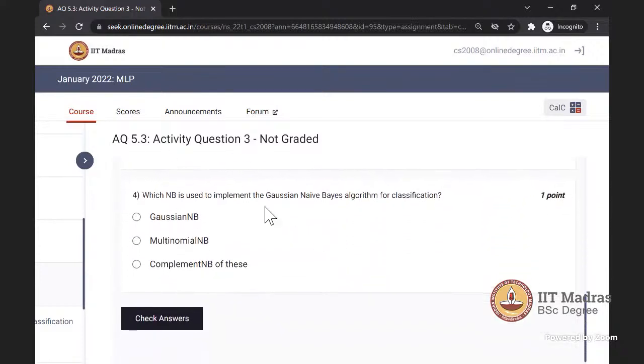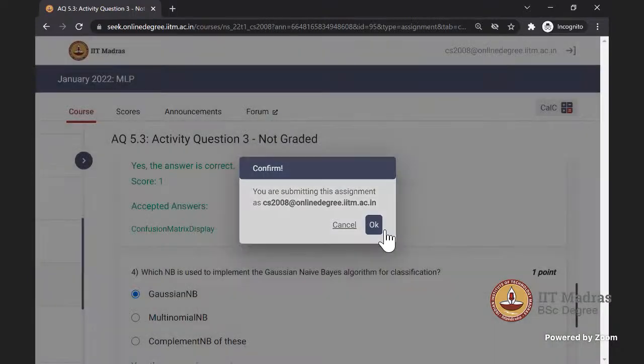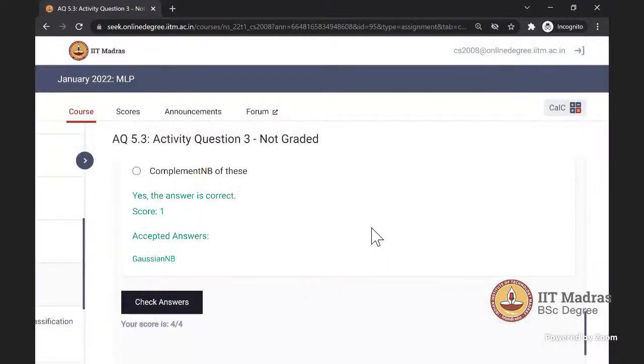Yes. Question number 4. Which NB is used to implement the Gaussian Naive Bayes algorithm for classification? So what is it? Gaussian NB. Yes, Gaussian NB. I think the name gives it away. It should be Gaussian NB, yes. Okay, all our answers are right. Let's move forward.